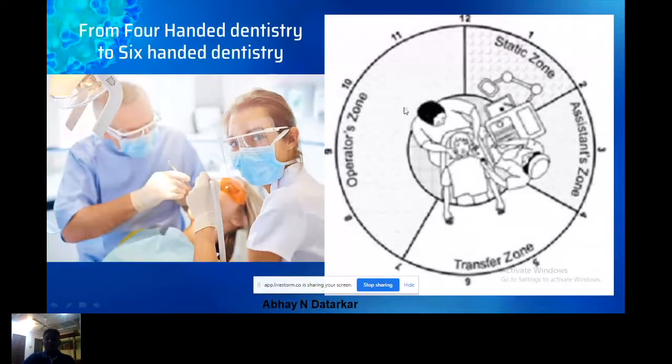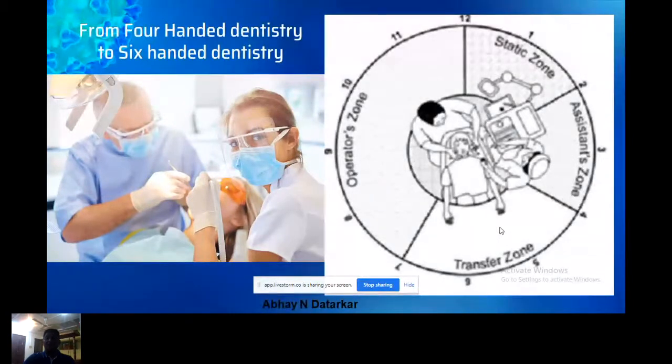You can see in the picture on the right side, there is the operator's zone here. This particular zone is a static zone where all the instruments can be kept. This zone is called the assistant's zone, and this zone is a transfer zone. So there will be a second assistant, whom we call an unscrubbed assistant. The doctor and the first assistant will be wearing all the personal protection equipment, and the second, unscrubbed assistant will help you in giving the instruments and the materials, because in dentistry we need different materials.